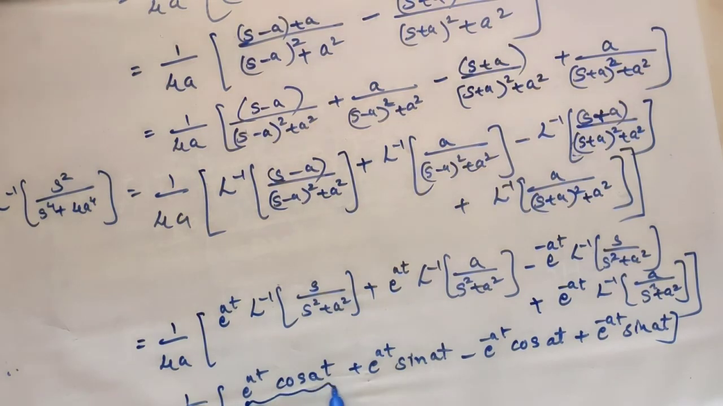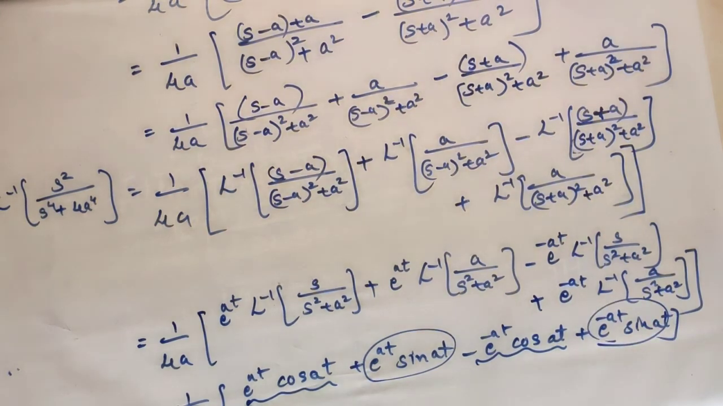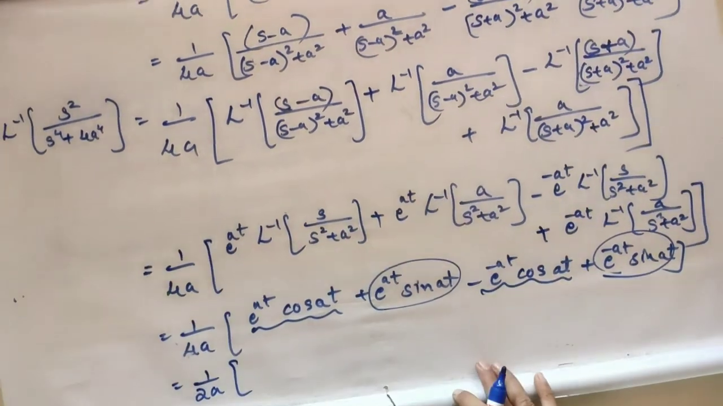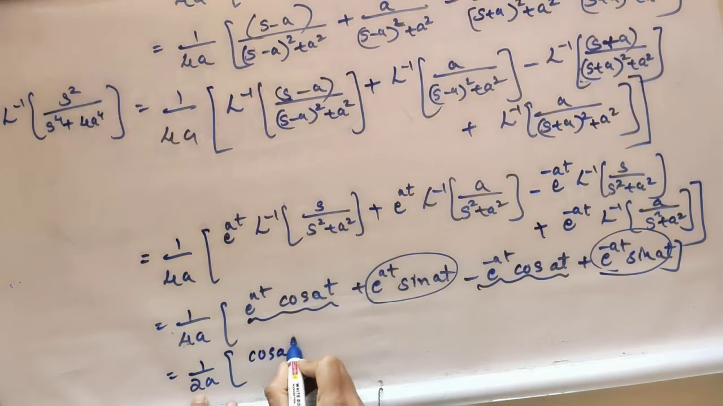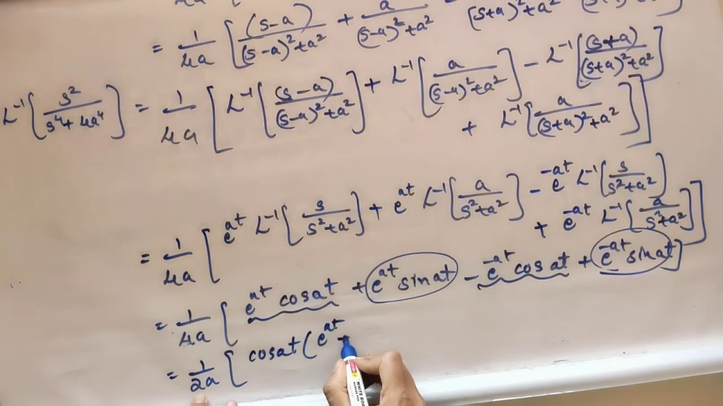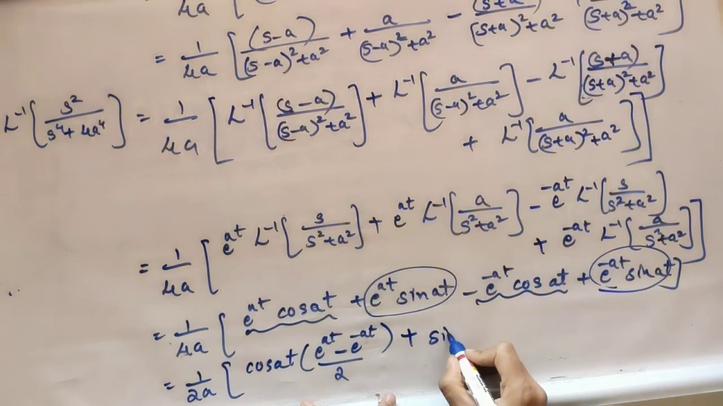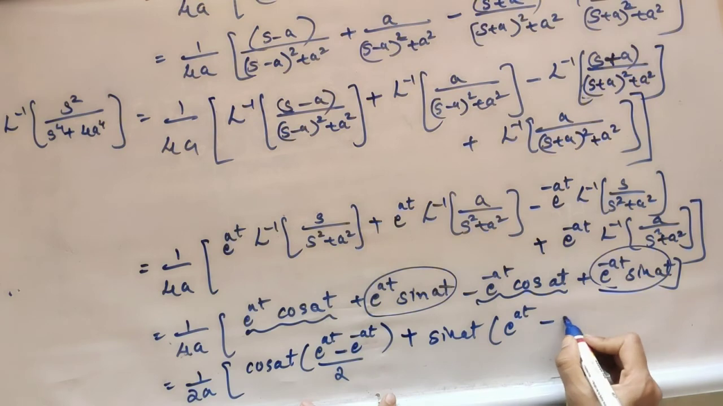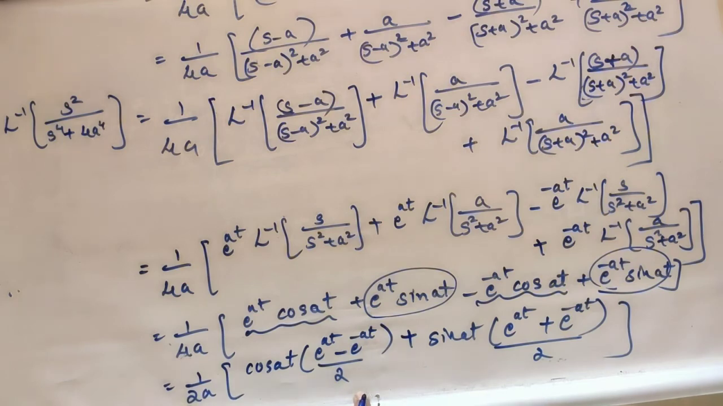Now from these two terms you can take cos at common, and from these two terms you can take sin at common, and take one of the 2 inside this. So 1 by 2a will be left here. I'm just taking 2a over here. Just see, if I take cos at common, it will be e to the power at minus e to the power minus at over 2, plus, if I take sin at common, you will have e to the power at plus e to the power minus at over 2. Now this 2 also you can take common, it becomes 4 here, there is no difference.